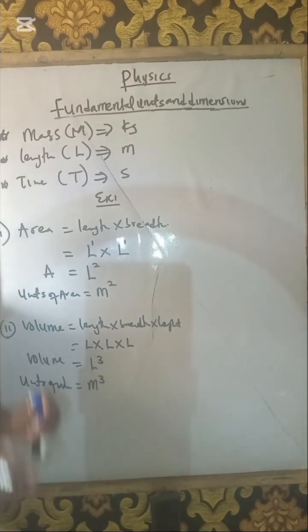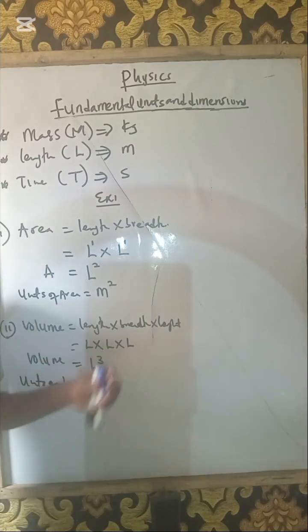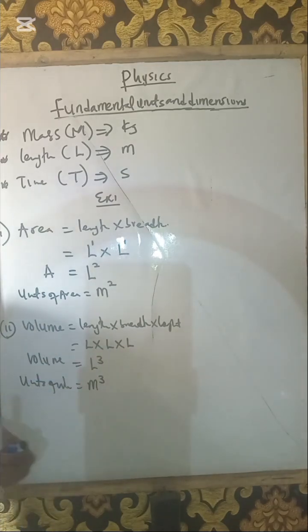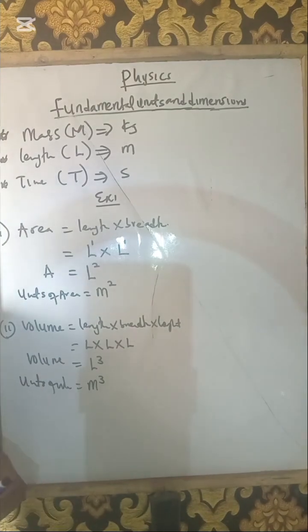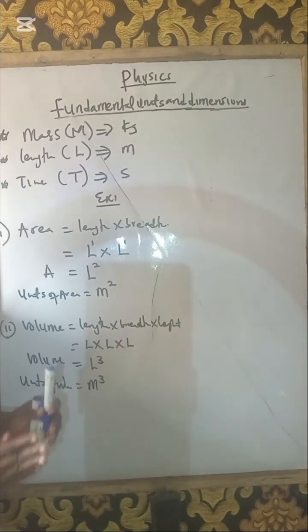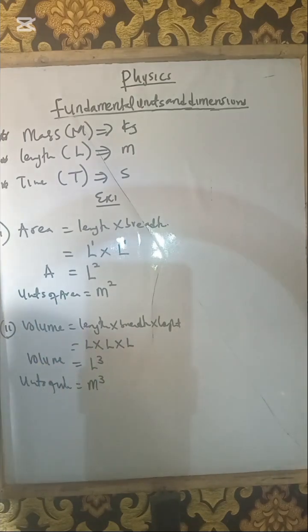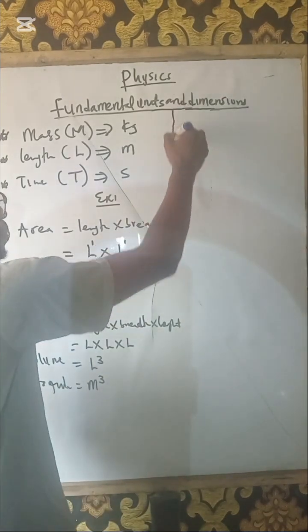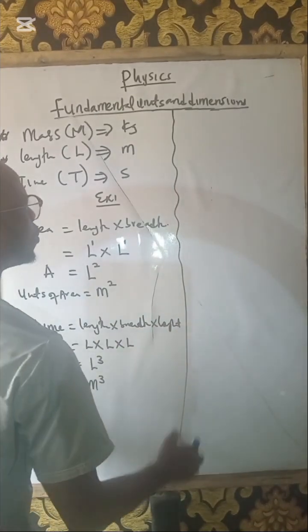So once you get the dimension, you can get the unit. They are vice versa. Once you know the unit, you can also get the dimension. Do you understand? But I prefer you getting the dimension before the unit. That's the best way you can secure or understand this better. Okay. Now let's take two more examples.